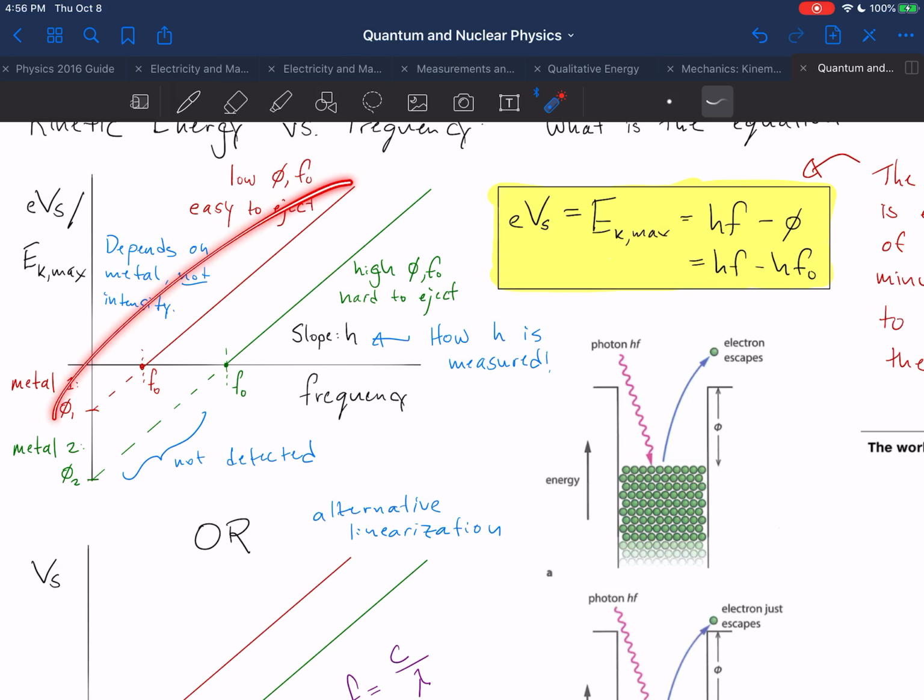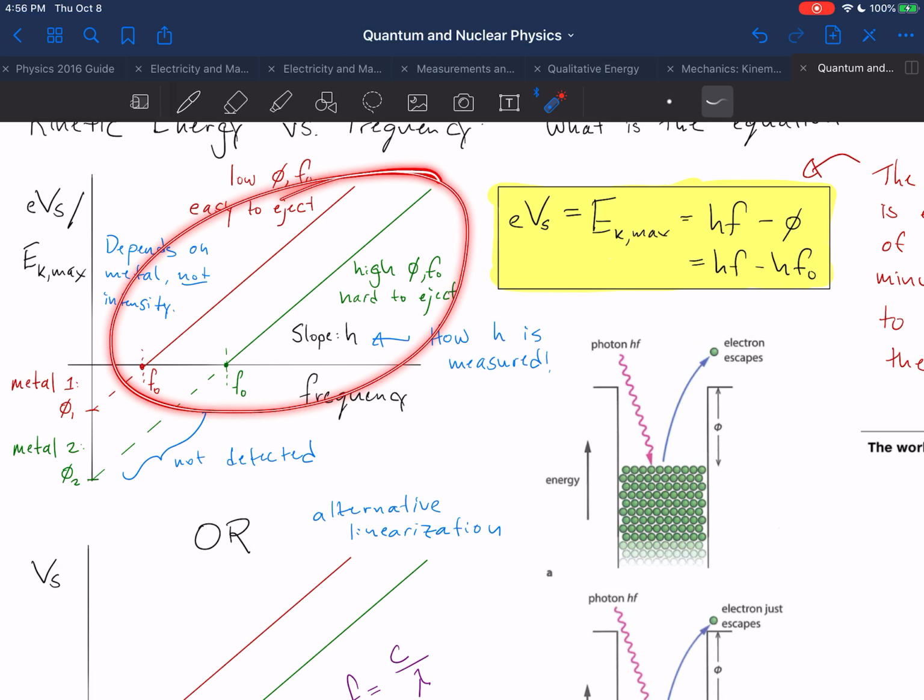Note that the red line here is in comparison to the green line, and the difference between them is that the red line has a low work function. That is, it does not take much energy for metal 1 to eject the electron, and therefore it has a low threshold frequency. Likewise, for the green line, the metal has a much higher work function, or much more negative y-intercept here, and therefore a much higher threshold frequency. This is a hard-to-eject electron and an easy-to-eject electron.